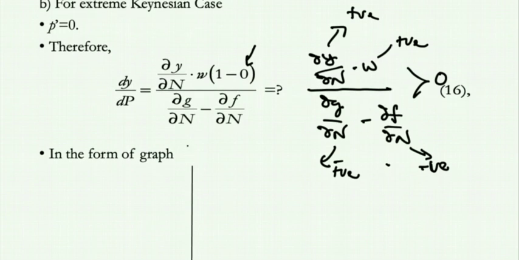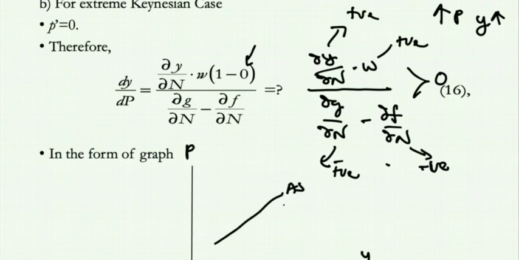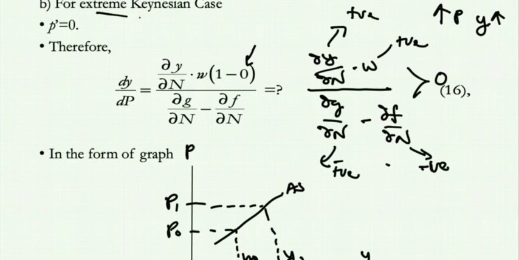So altogether positive. That means if I put it in the form of a graph, we have price here, we have output, positive. If price increases, output also increases. So that means it is an upsloping slope. Initially, why not, P0. Let's say price increases to P1. Supply of output in aggregate terms increases. That's what it means. Okay, so it is upsloping for the extreme Keynesian case.